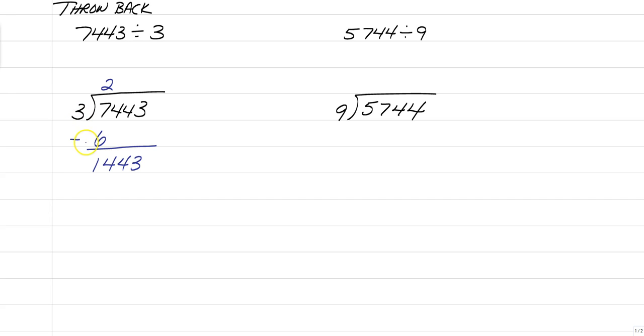So you'd say, 3, how many times do you go into 14? And the answer would be 4. 4 times 3 is 12. We would subtract that. 14 minus 12 is 2. Bring down your 4 and your 3, and you do it again.